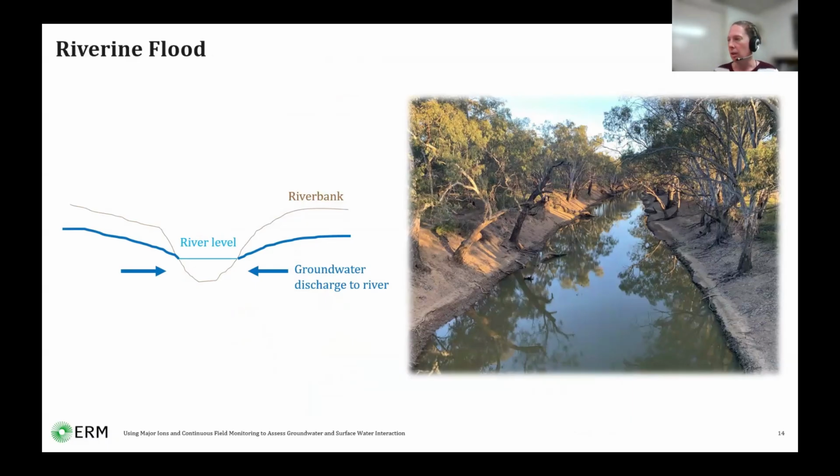And in this setting, obviously I haven't measured it, but my best guess would be that this would be classified as a gaining stream. So groundwater flowing towards the river and deep-rooted trees. You can see in the picture there the famous Murray River red gums along the river accessing groundwater and surface water. And that's what the little cartoon is showing, groundwater flowing towards and discharging to the river.